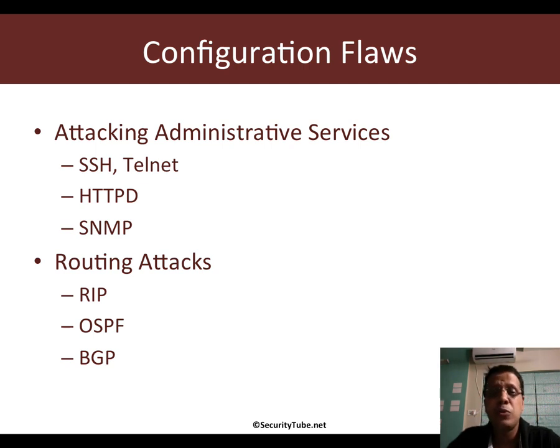Now, if I were to further subdivide configuration flaws, one would be attacking the administrative services themselves, like SSH, Telnet, the HTTPD server, which runs the management interface, SNMP, and all of that. The other could be attacking the routes themselves using routing attacks against protocols such as RIP, OSPF, BGP, and all of that. We will take up routing attacks much later. In the beginning, what we are going to focus on is attacking administrative services.